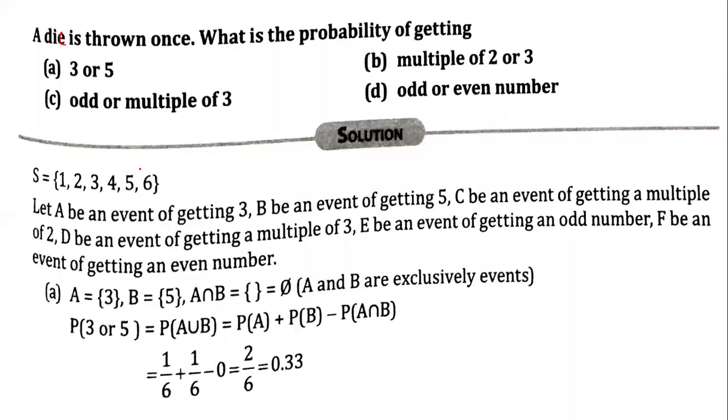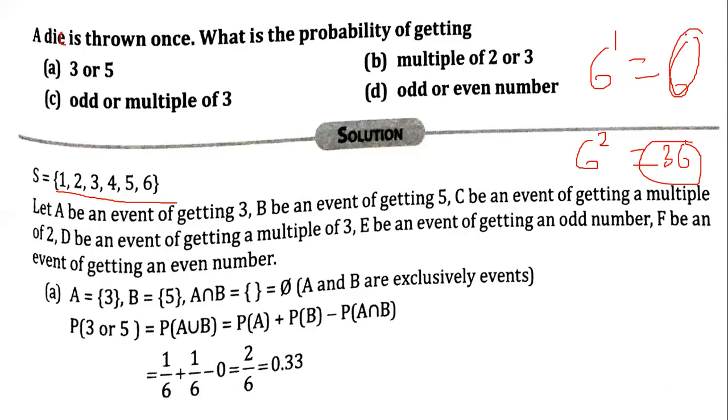So firstly, before we get into the problem, let us define the sample space. Since it is a dice, the numbers will be from 1 to 6 and this will be the sample space. If the dice is only 1, 6 to the power 1, which will be 6. If there are 2 dice, 6 to the power 2, so we'll have 36 outcomes. For 1 dice, it will be only 6 outcomes. For 2 dice, it will be 36 outcomes. For 3 dice, you'll have to power it to 3. Since it is only 1 dice, we have only 6 outcomes.